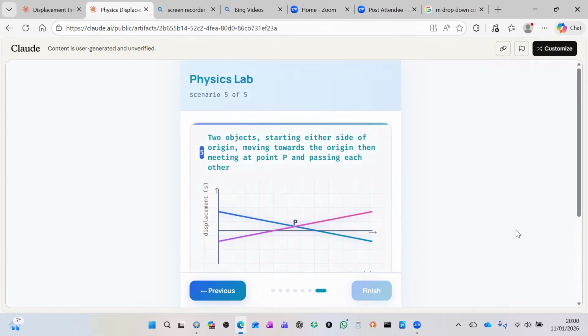And in the final example, we've got two objects starting either side of the origin. One has a positive displacement and one has a negative displacement. They both are moving towards the origin and they meet at point P.